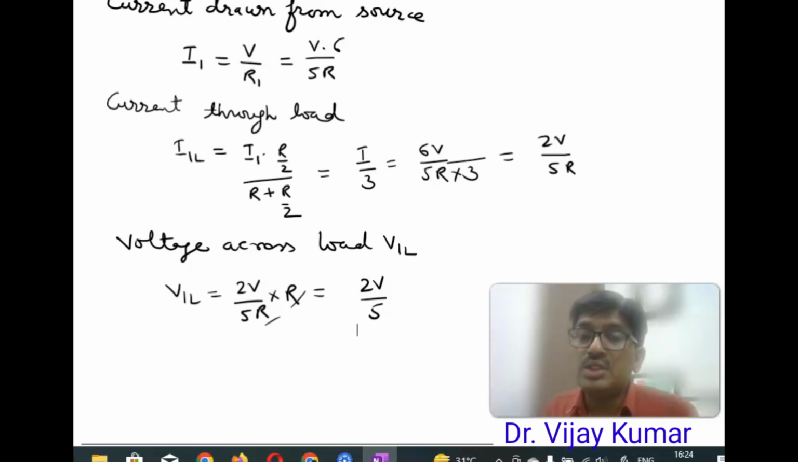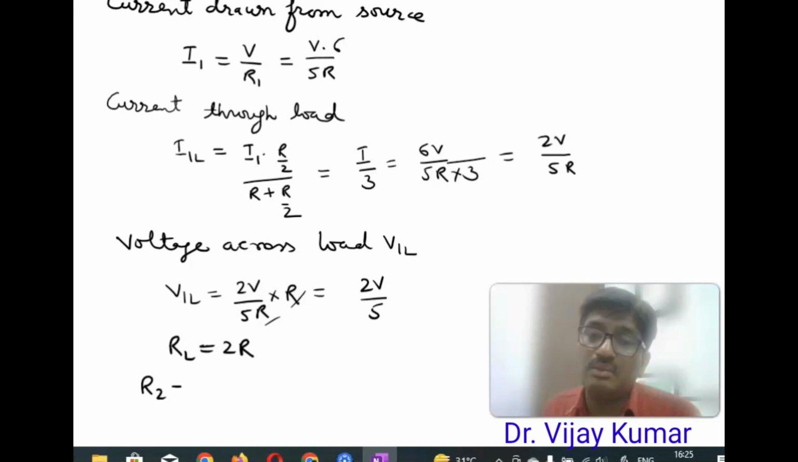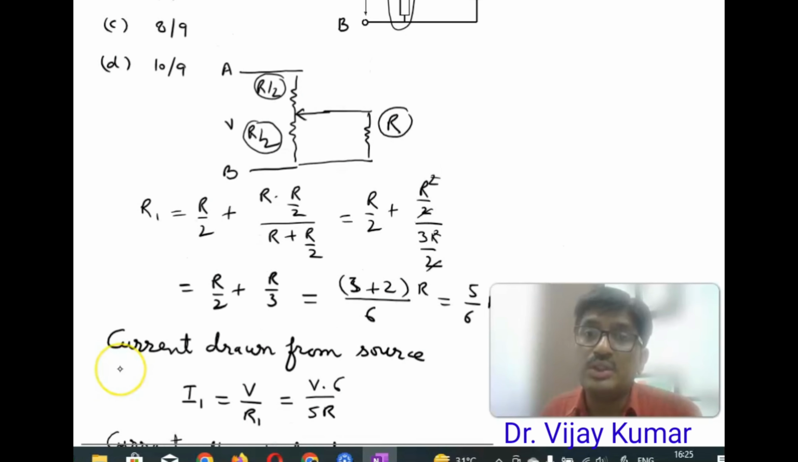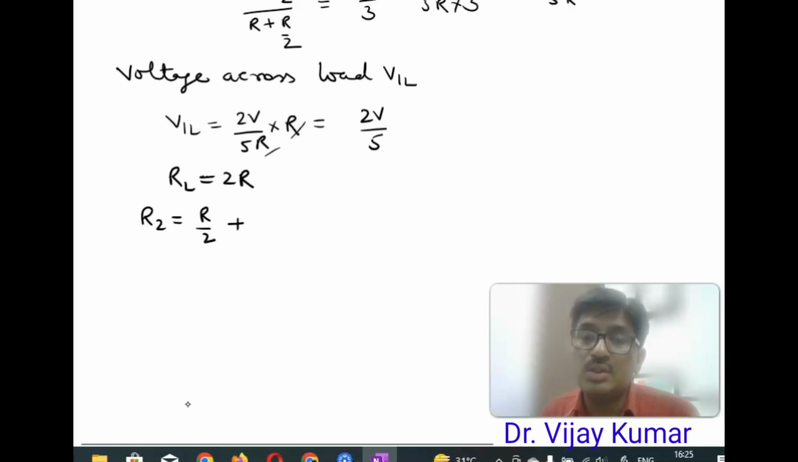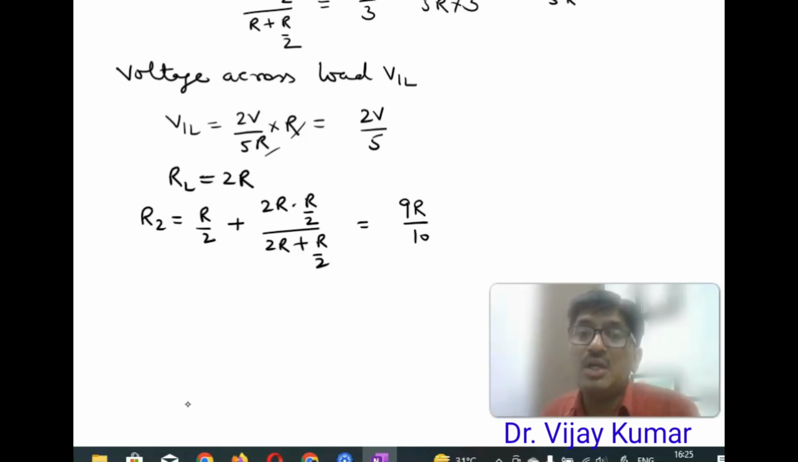Now, in the question it is given that the load resistance becomes twice the initial resistance, so its value becomes 2R. Similarly, we repeat the calculation. R1 becomes R2, and in the above expression R is replaced by 2R. So it becomes R by 2 plus 2R into R by 2 upon 2R plus R, which gives 9R by 10.